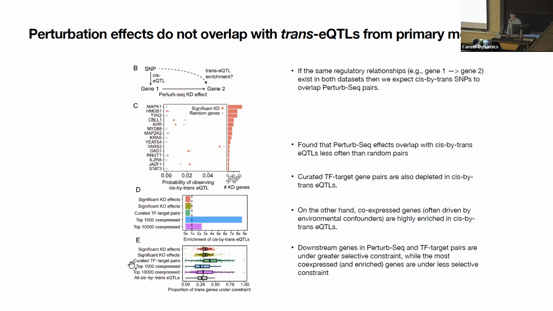The same thing is true for curated transcription factor target pairs. On the other hand, this category of co-expressed genes that's very enriched in cis by trans EQTLs from this particular study have less selective constraint than the average gene, which one is free to interpret however they want, but you might interpret that as being less interesting and less likely disease relevant.